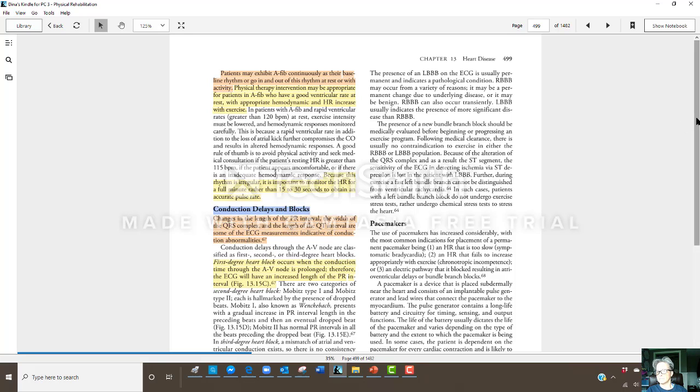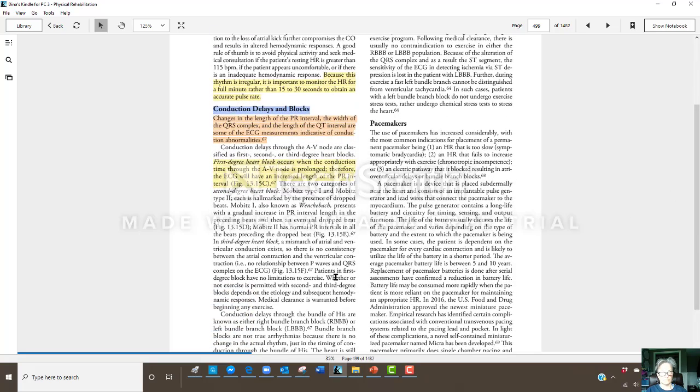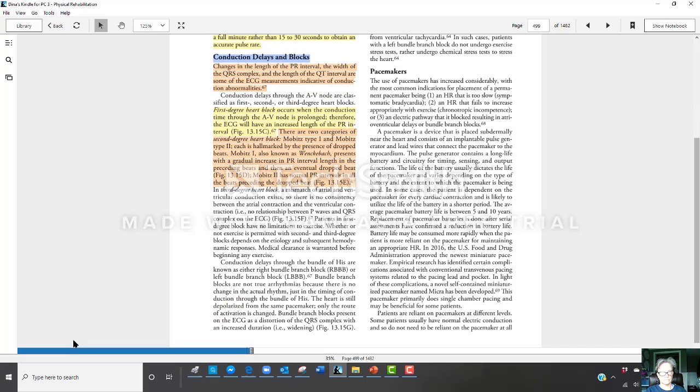There are two categories of second-degree heart block: Mobitz type I and Mobitz type II. Each is hallmarked by the presence of dropped beats. Mobitz I, also known as Wenckebach, presents with a gradual increase in PR interval length in the preceding beats and then an eventual dropped beat. Mobitz II has normal PR intervals in all the beats preceding the dropped beat.